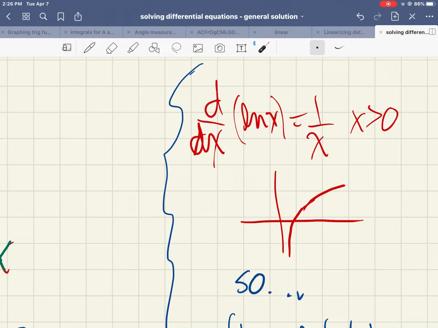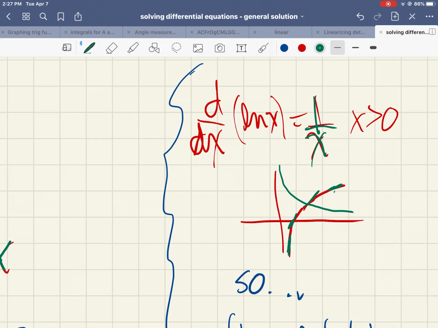And so, again, just to revisit, if I draw some tangents there, that one's really steep, less steep, less steep, less steep, but always positive. So then the derivative would look like this, right? 1 over x. So the derivative of ln x is 1 over x.